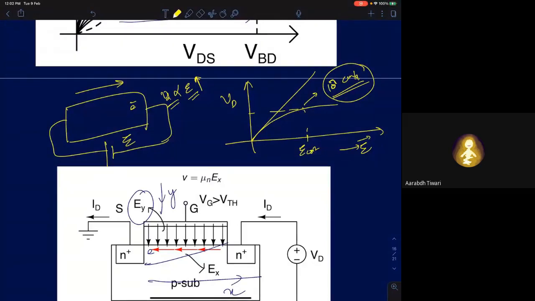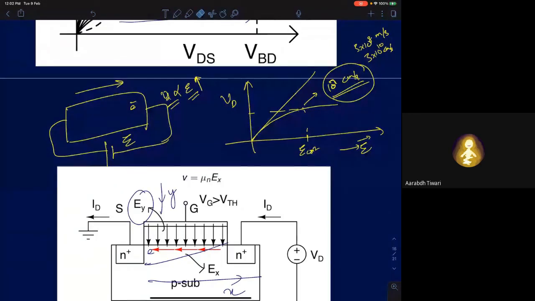What is the speed of light? No, speed of light is 3 into 10 power 8 meters per second, or 3 into 10 power 10 centimeters per second. It's nowhere closer. It's 3 orders less, right? It's still much lesser than the speed of light.